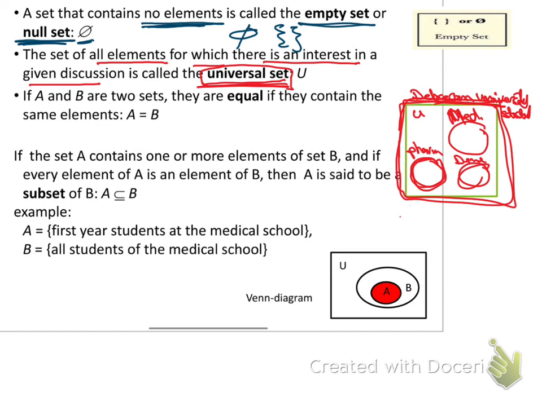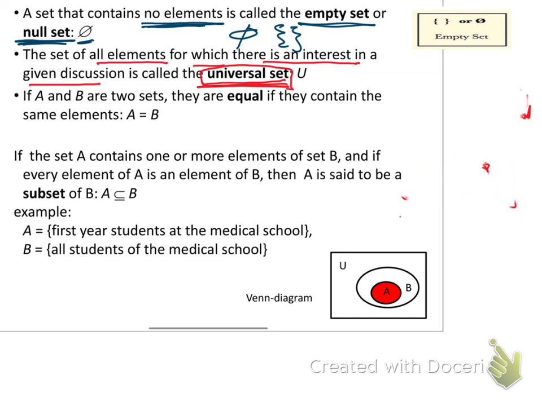So the maximum thing which I'm talking about is my universe. I cannot go beyond my universe, okay? By having this universal set, I'm limiting myself, instead of talking about the whole world, to the universal set. So this is my cap, my ceiling. I cannot go beyond this. This is the universal set. I can have many subsets inside this universal set.